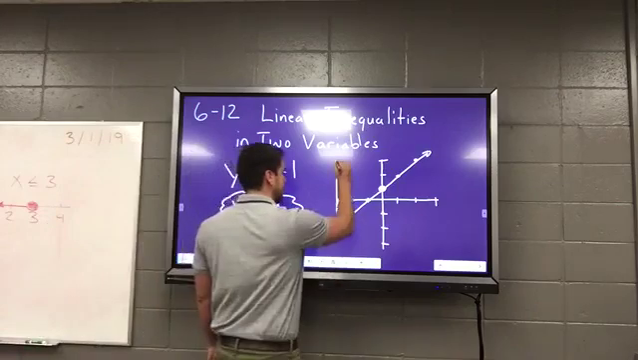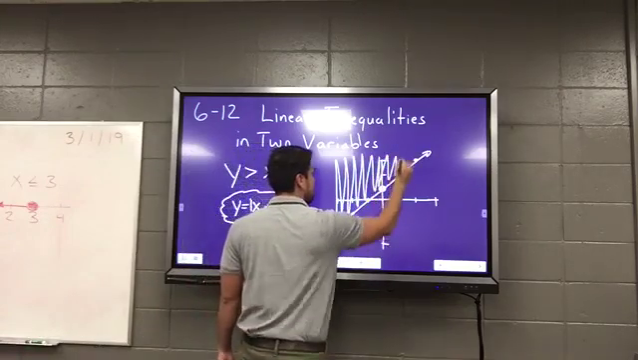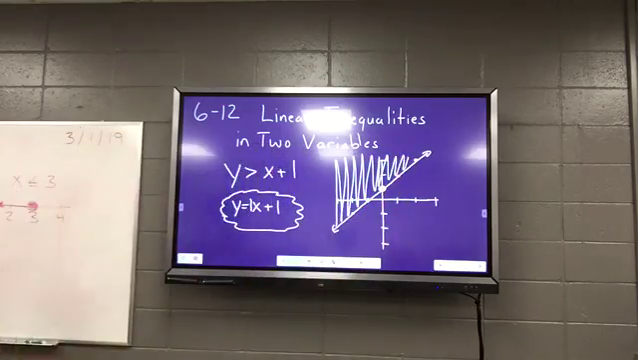I want you to shade it. Shade that part that's above the line. And it doesn't have to be perfect, but you do have to show me that it's that region. You don't have to fill in every blank. Although, technically, that shading represents all the numbers that are part of the solution.